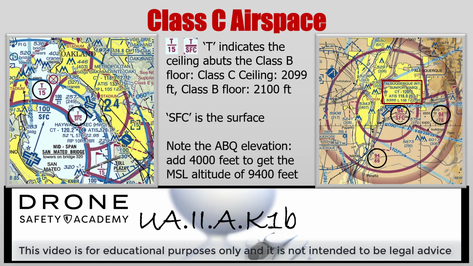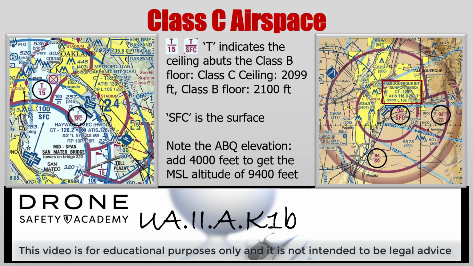The T indicates that the ceiling abuts a Class B floor, and in this example, the Class C ceiling is identified as 2,099 feet, whereas the Class B floor is identified as 2,100 feet. There's a little more detail to be discussed in this graphic, so we'll cover that in the VFR sectional chart session.